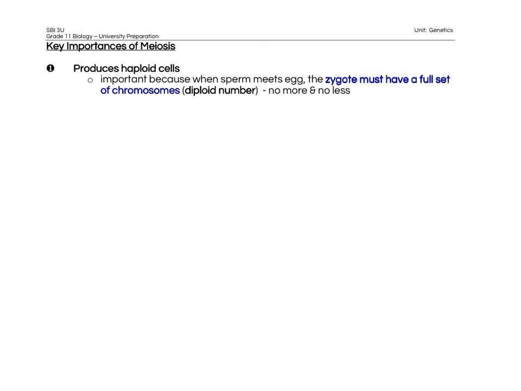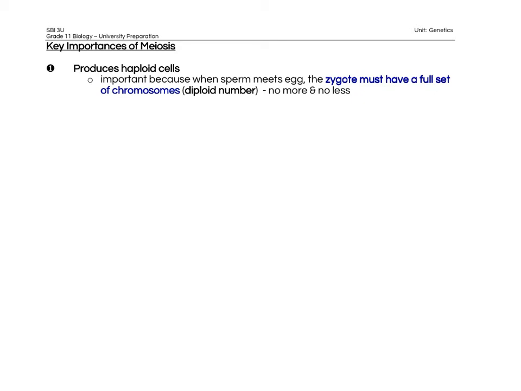So let's start. Well, the first one you're probably thinking is fairly obvious. You've probably guessed it, which is that number one, it produces haploid cells. And why do we care about the cells being produced by meiosis being haploid? Well, that's because in order for the sperm coming from one parent and the egg coming from the other, they must combine to have a full set, in other words, a diploid number of chromosomes. No more and no less, right?